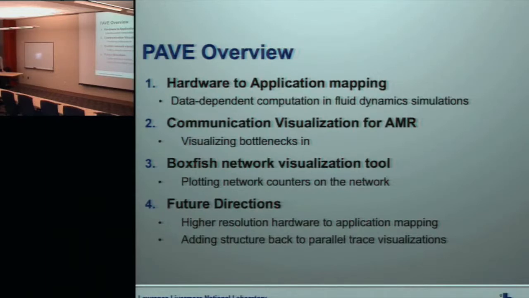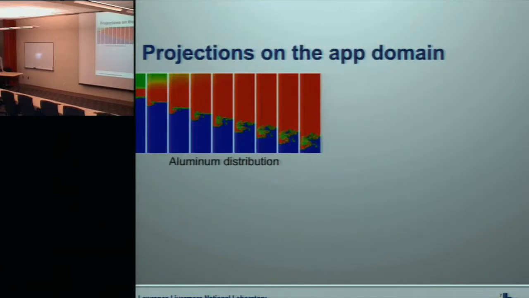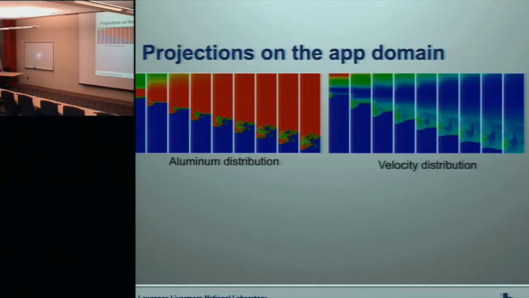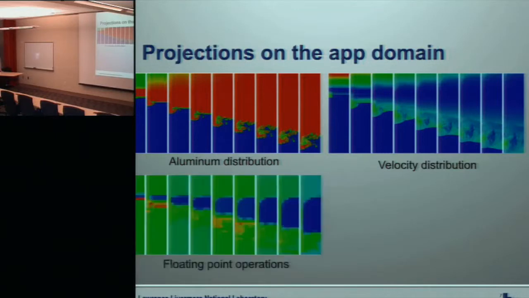So if we take that simulation that I just showed you and expand it out to more than just one time step, this is the same domain, but I'm showing you, I think, 9 time steps now. If I look at the aluminum distribution and the velocity distribution, you can definitely see the shock wave propagating through the domain. These are the same floating point operations that I showed before. And then we ran this on a NUMA machine and tried to plot the cache misses on the same domain.